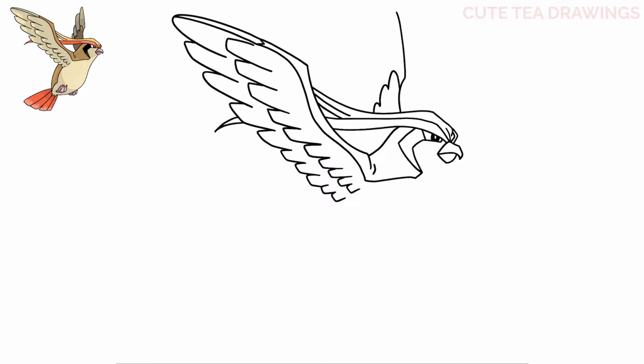Now from the top line, let's curve it back down. Then let's hop down and draw another curve for another feather. And then again. And then one more. And then let's continue that line down underneath, back to the body.